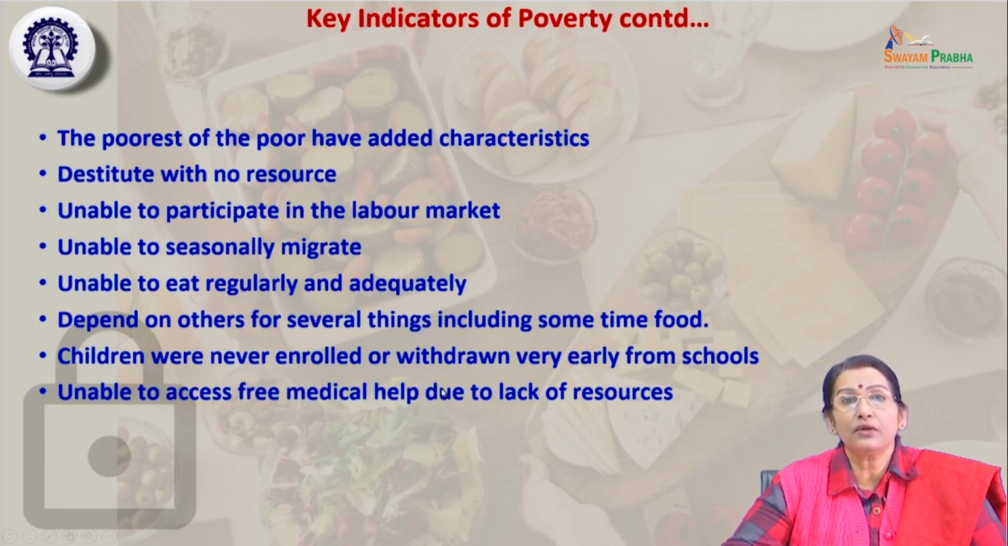The children were never enrolled, or were withdrawn from school, and they are unable to access free medical help due to lack of resources. That means they are utterly poor, the poorest of the poor in the country, and they have these specific characteristics. So these are the indicators of severe poverty.